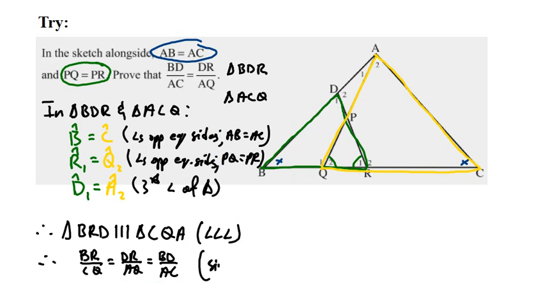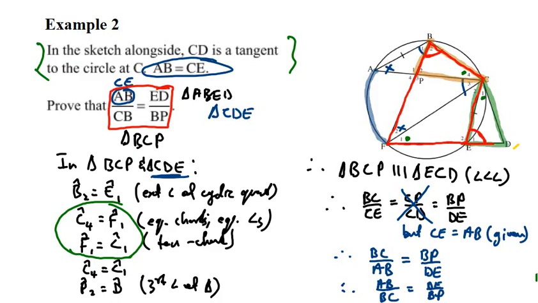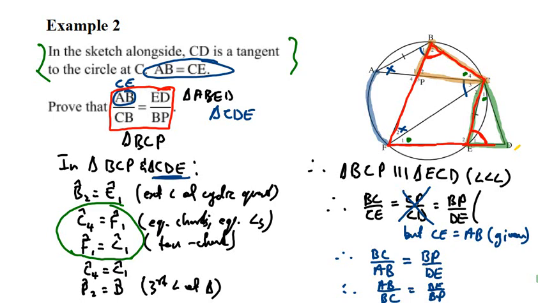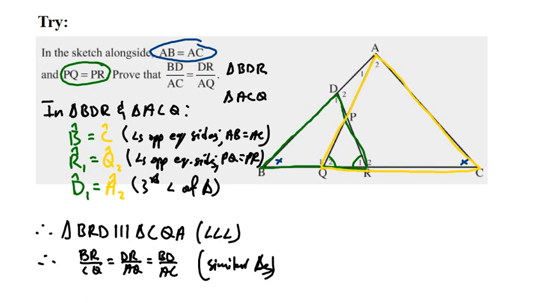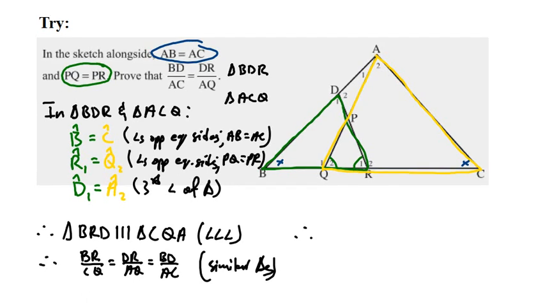Obviously I forgot, we must state the reason for these ratios. We have proven that the two triangles are similar, so the reason is similar triangles. You don't just write the equation without a reason. Similar triangles, and therefore, indeed, DR over AQ is equal to BD over AC. End of proof. Done.